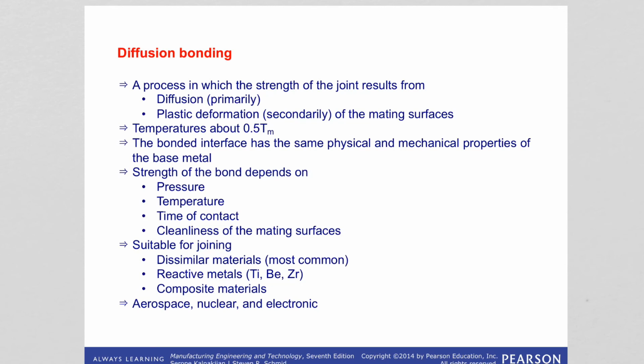Diffusion bonding is capable of joining a wide range of metal and ceramic materials, as well as dissimilar material combinations and composite materials, in both small and large sizes. Furnaces with an inert or protective atmosphere can be used to produce high quality joints of reactive metals such as titanium, beryllium, zirconium, and high temperature refractory metals.